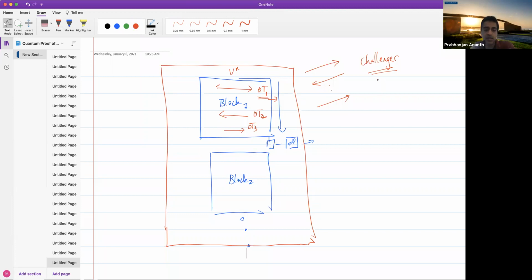Right. So this makes invoking OT security in the proof non-trivial.